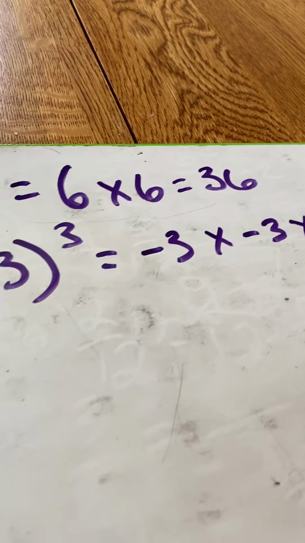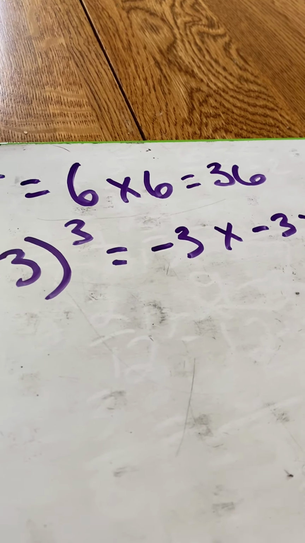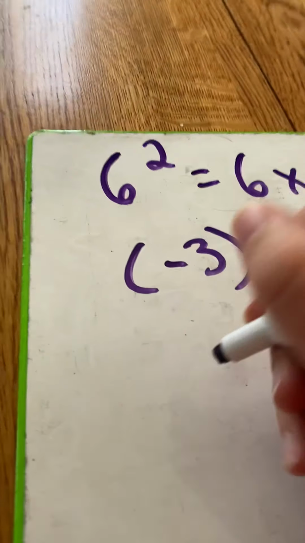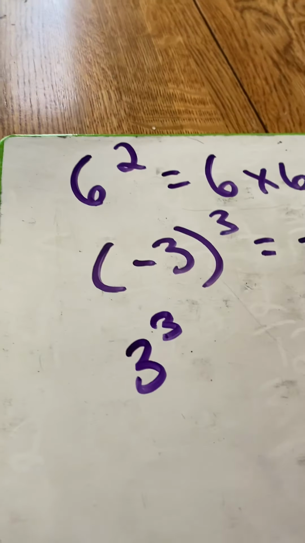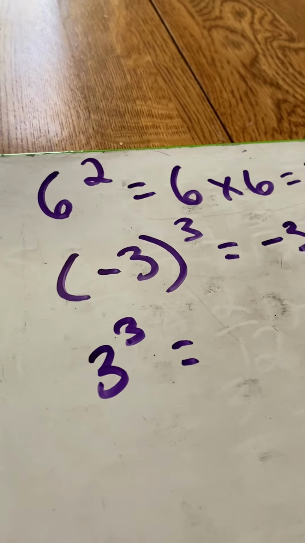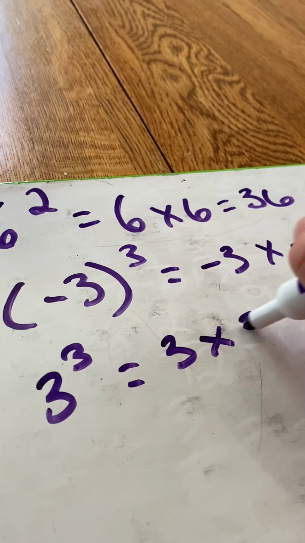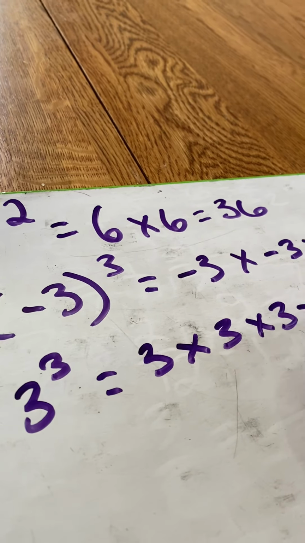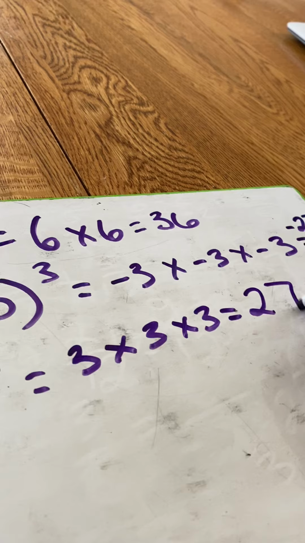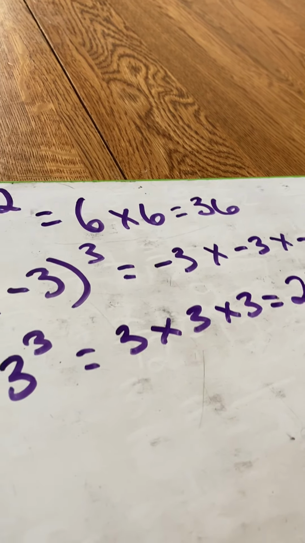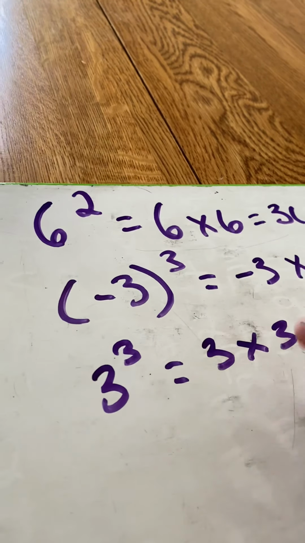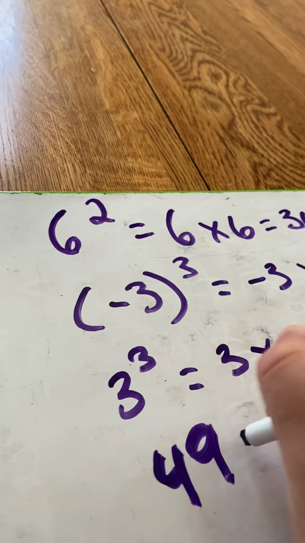And we're going to go on to the third one, which is +3 to the third power. It's going to be exactly the same thing, except it's not negative. We just did this one. So again, you just break down 3 times 3 times 3. Our answer this time is +27.